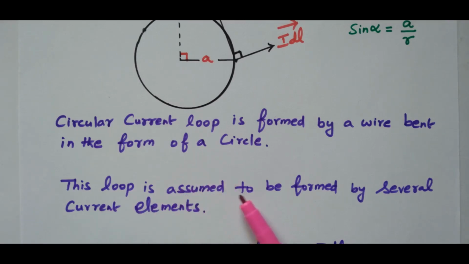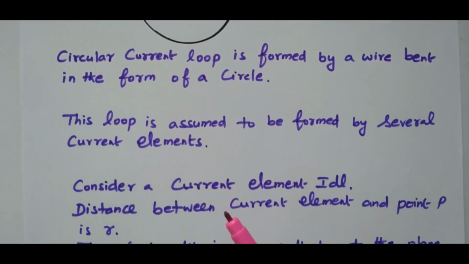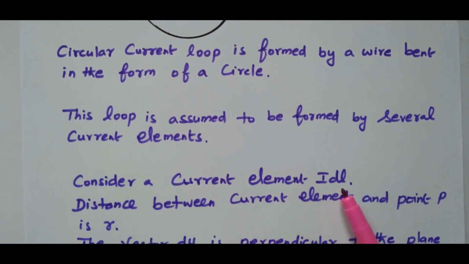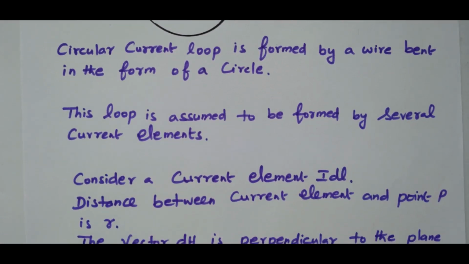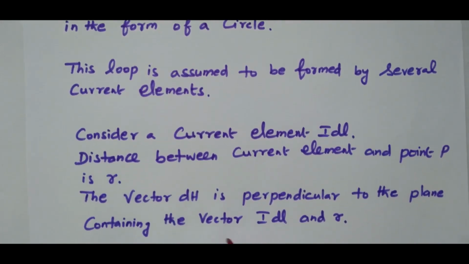The loop is assumed to be formed by several current elements. There are n number of current elements in the entire loop. In that we consider a current element I dl. The distance between this current element and point P is R meters. Then this dH vector is perpendicular to the plane containing vectors I dl and R. In the diagram it is clearly shown. The angle between I dl and R is 90 degrees.